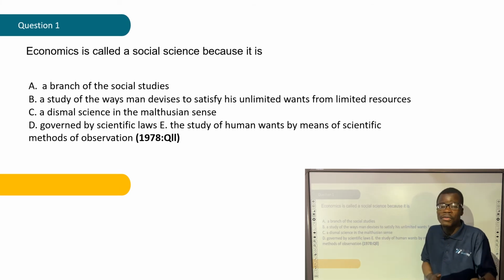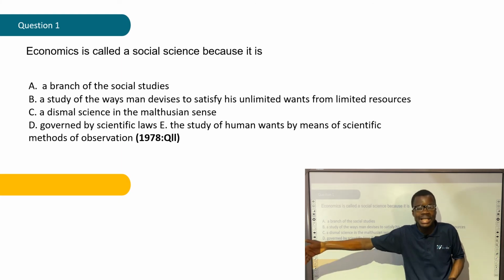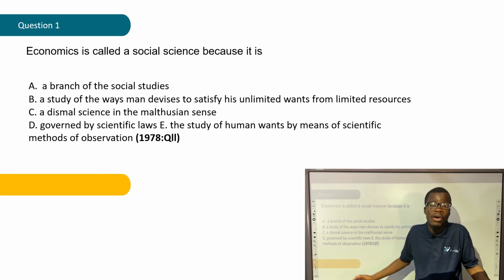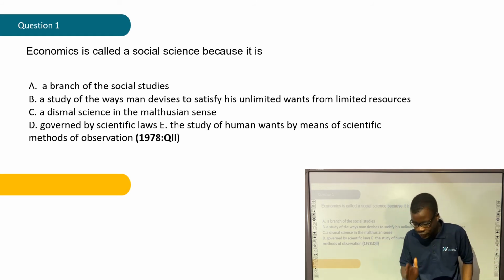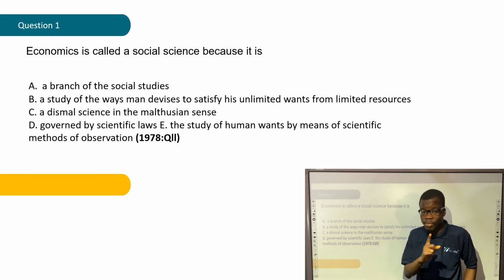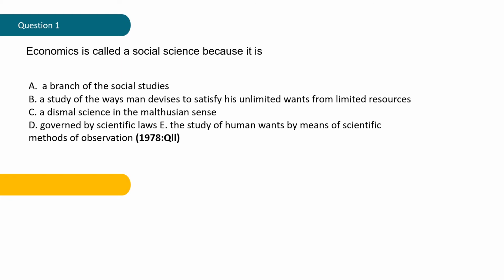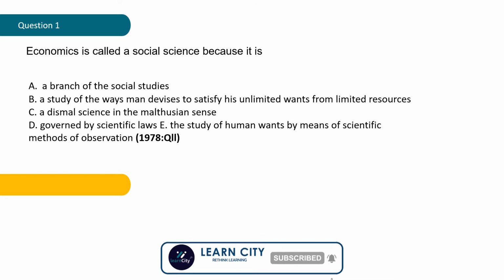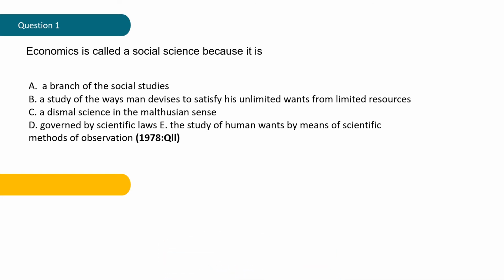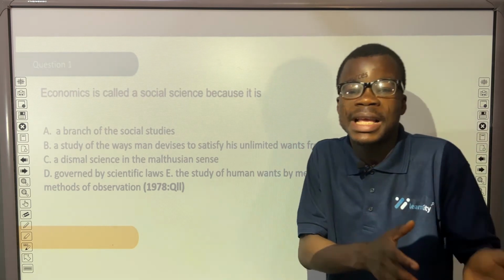The next option says because it's governed by scientific laws. Don't forget what I said. This is actually correct. If the question said economics is a science because it is dash, this would have been very correct, because economics actually utilizes scientific laws and principles. But this does not make it a social science. Now, option E says it is the study of human wants by means of scientific methods of observation. Actually, if you look at this, to some extent, it is correct. It studies human wants by means of scientific methods of observation.